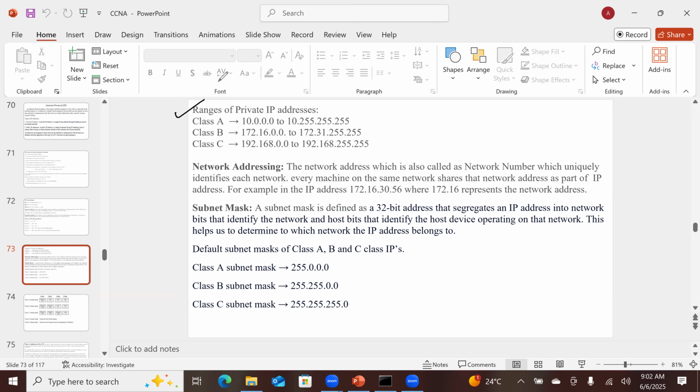Example. The same thing you can take example. Okay. Hmm? Example. Okay.